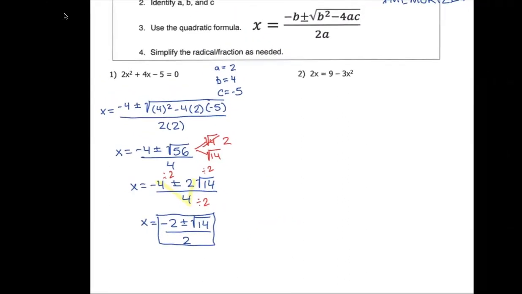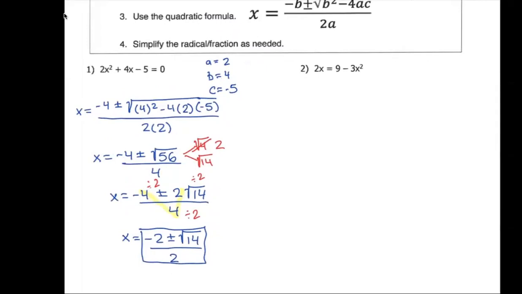Okay. Now, when we take a look at number 2, it's a quadratic. You've got an x squared, but it's not equal to 0. So just like the zero product property, when you're factoring, you need to make sure it's equal to 0. So I'm going to subtract 2x from both sides and reorder it. So negative 3x squared goes first. Then I subtracted 2x and then plus 9. That just helps me keep track of what A, B, and C are. So A is negative 3, B is negative 2, C is positive 9.